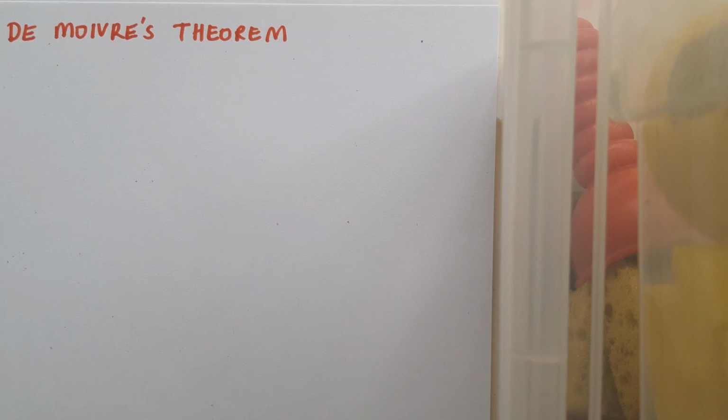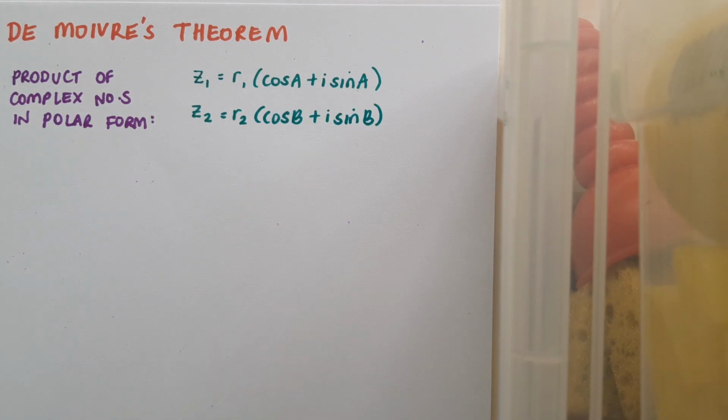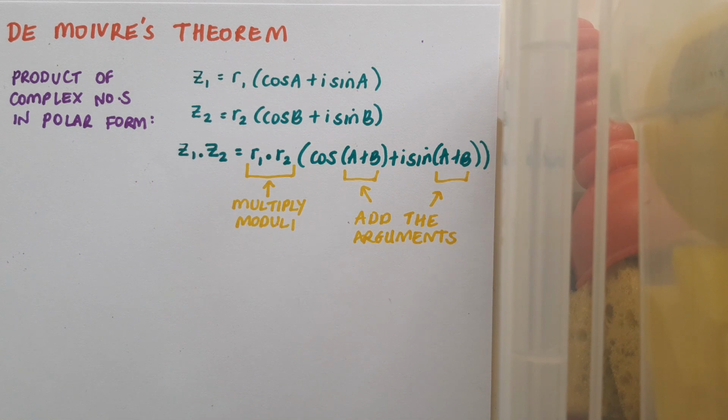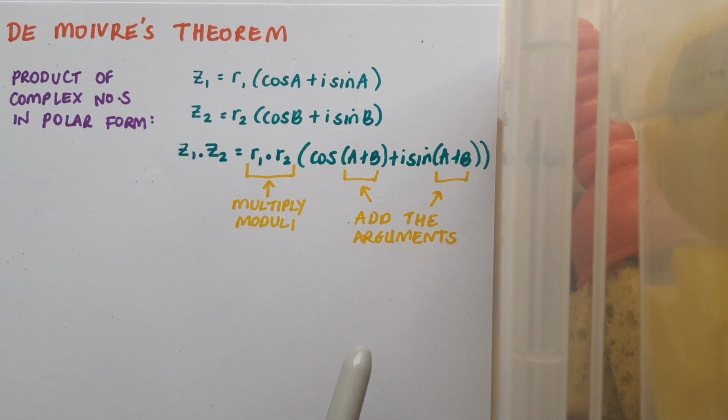This video is on de Moivre's theorem. So recently we looked at a rule for dealing with the product of complex numbers in polar form. If z1 equals r1 (cos a + i sin a), and z2 equals r2 (cos b + i sin b), then z1 z2 equals r1 r2 (cos(a + b) + i sin(a + b)). So basically we're multiplying the moduli, r1 by r2, and we're adding up the angles a and b.